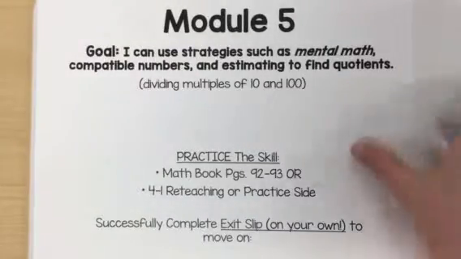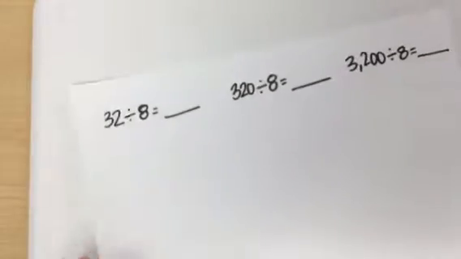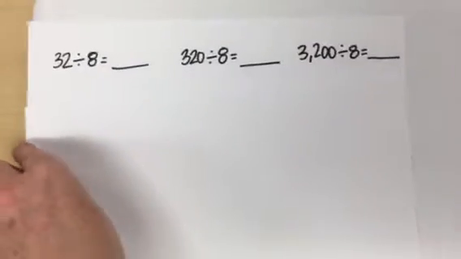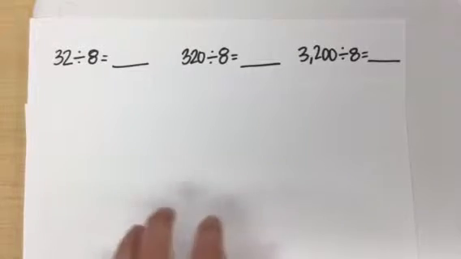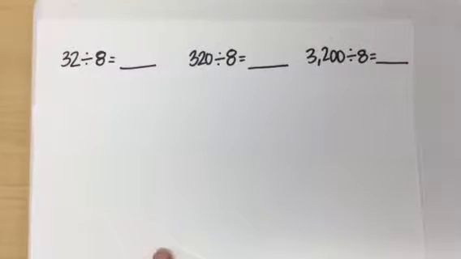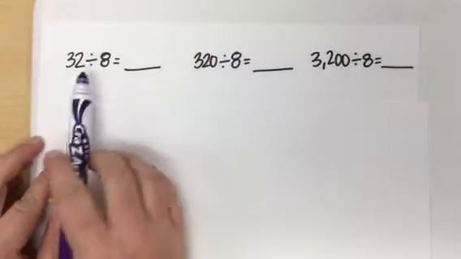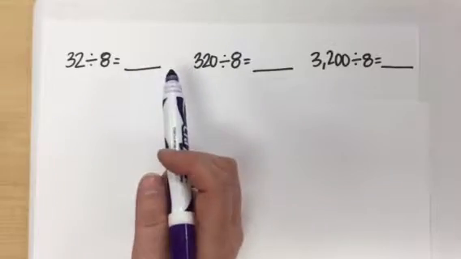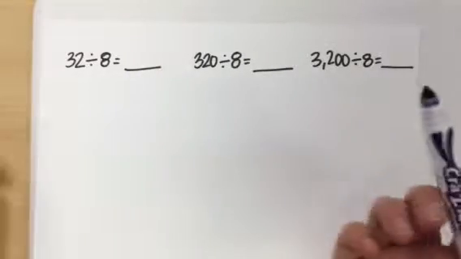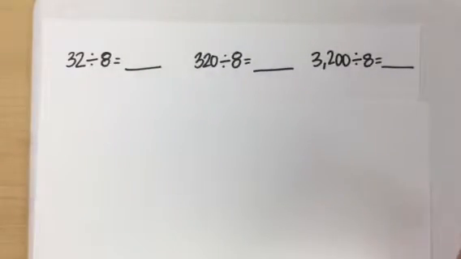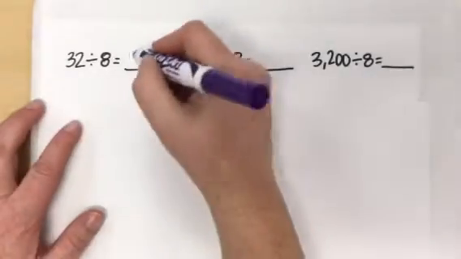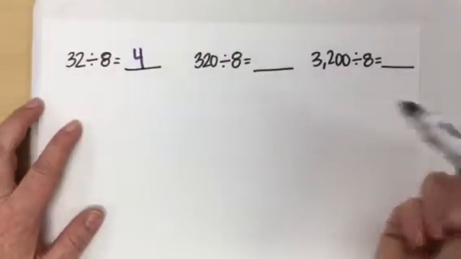Basically, when you're dividing with numbers that have a 0 in it, it's going to be a lot like the multiplication when we had the zeros. It was super easy. So first, what's our basic math fact here? 32 divided by 8. Well, it's 4 because I know that 8 times 4 is 32. So this is going to be 4.